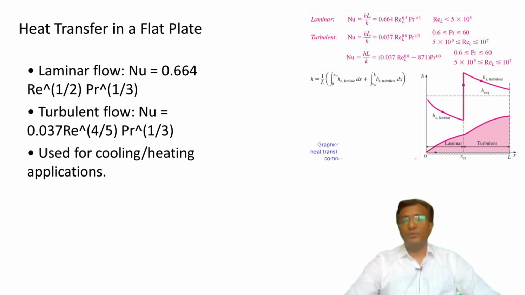For turbulent flow, when the Reynolds number value is more than 5 into 10 raised to 5 and less than 10 raised to 7, the Nusselt number is given by Nu is equal to 0.037 multiplied by Re, that is Reynolds number raised to 4 by 5 multiplied by Pr, which is Prandtl number raised to 1 by 3.